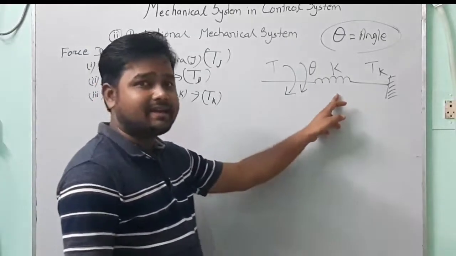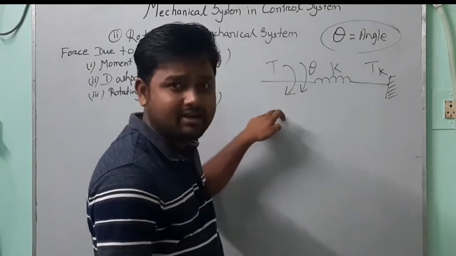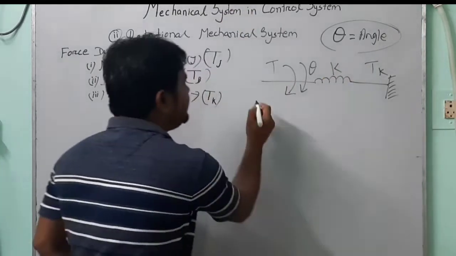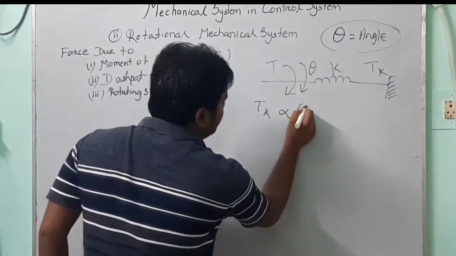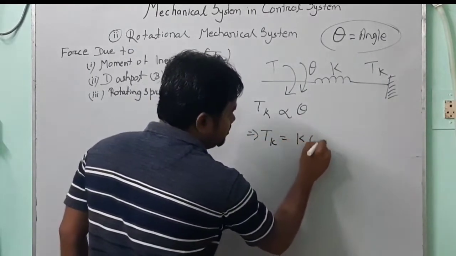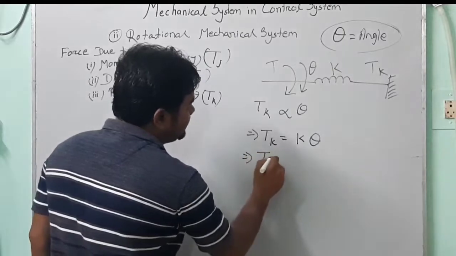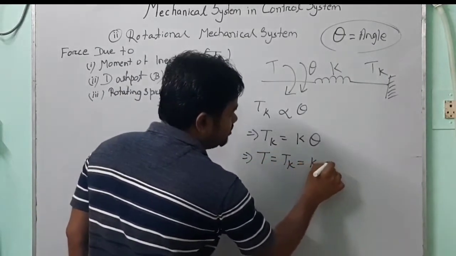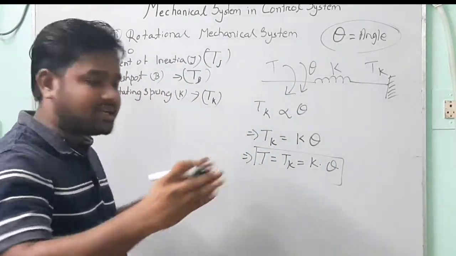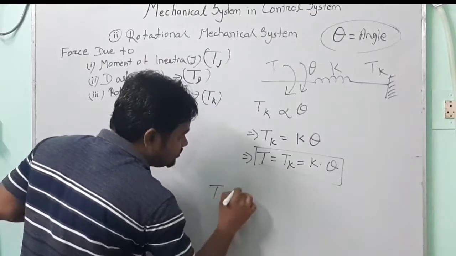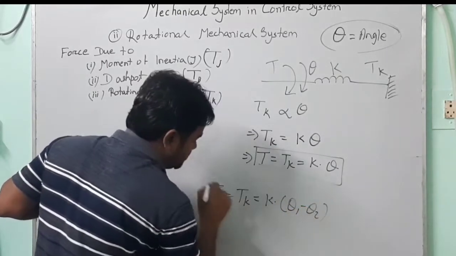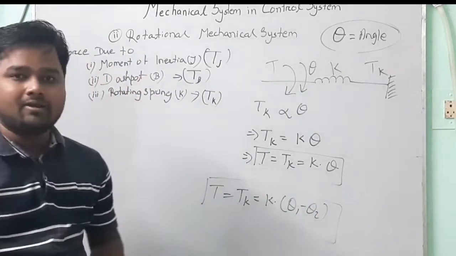If a rotational spring is connected with one side fixed and one side free and the torque is applied here in this direction, then the opposing torque Tk will be established here, and Tk is proportional to the rotational angle theta. That means Tk is equal to K into theta, and we know that T is equal to Tk is equal to K into theta. This is the equation when one side is fixed and one side is open. If both sides are free, then T is equal to Tk, which is equal to K into theta 1 minus theta 2. This is the equation if both sides are free.